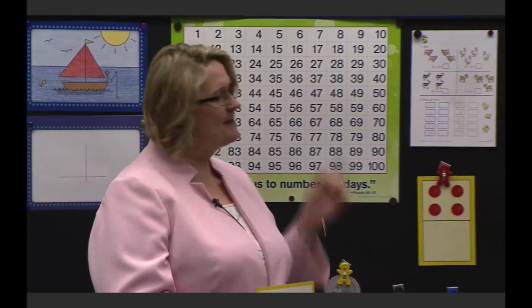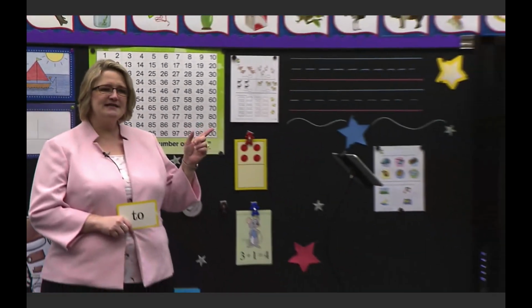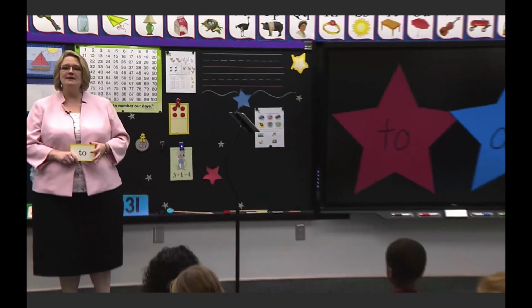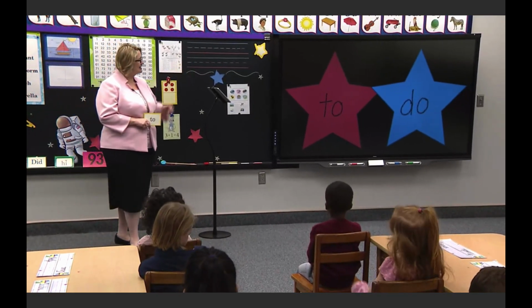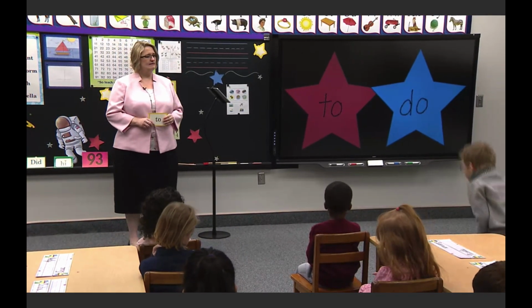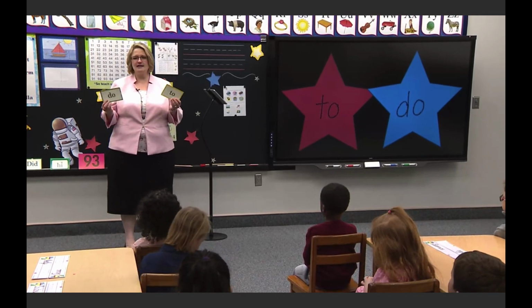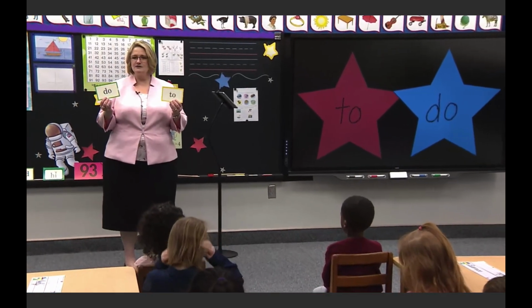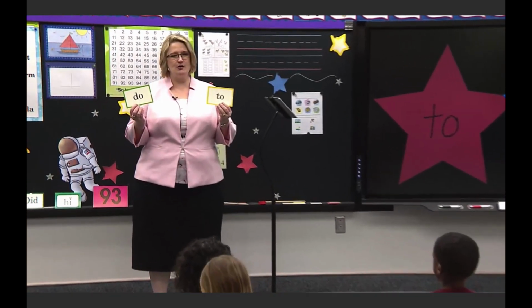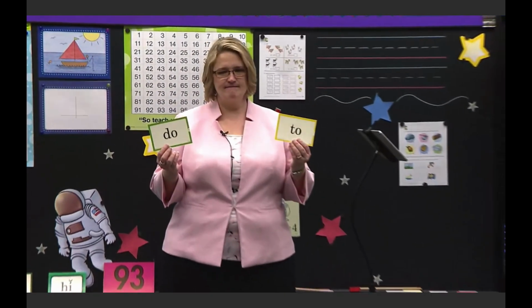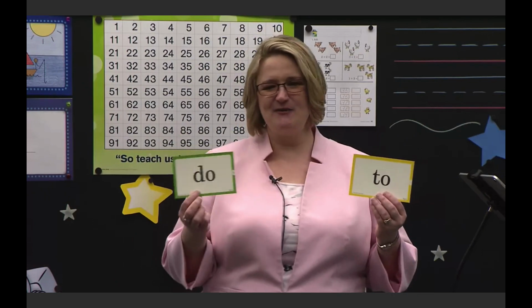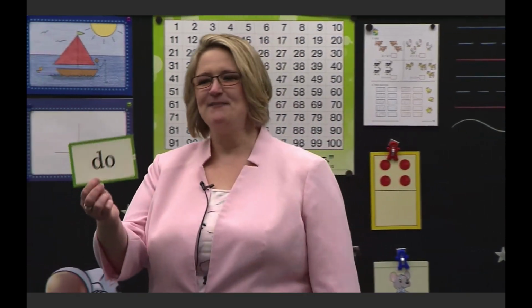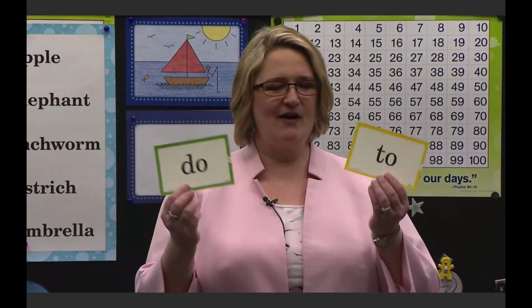Look over at the blue star. What sight word do you see on the blue star over on our board? What is that, Nicholas? Do. Come to the front and tell me which of these sight words will be the sight word do. Cadence, which one is do? Oh, I'm glad you know that this is the sight word do. Say it, spell it, say it. Do, D-O, do.